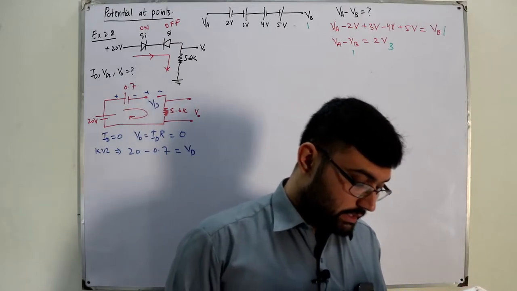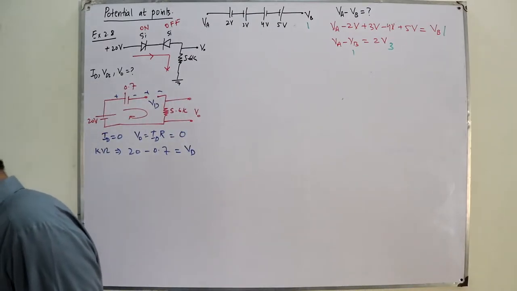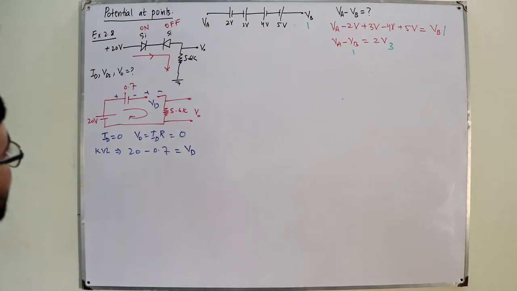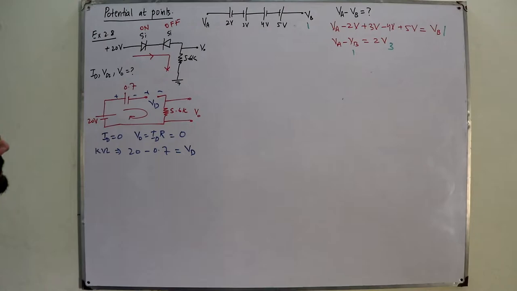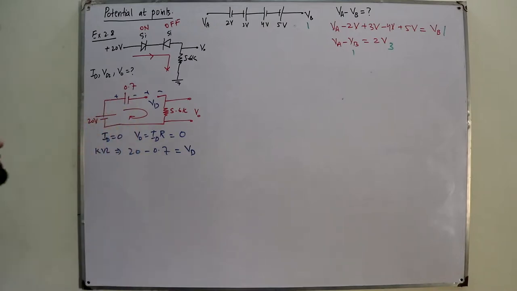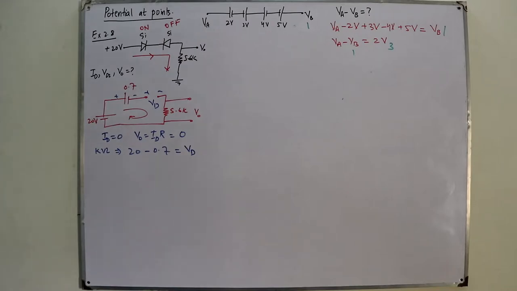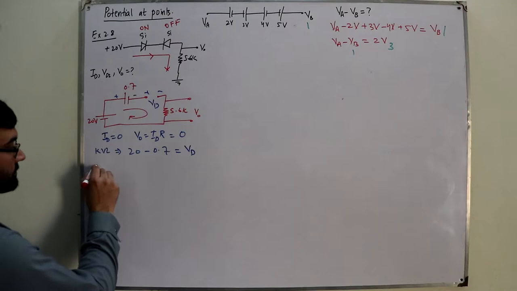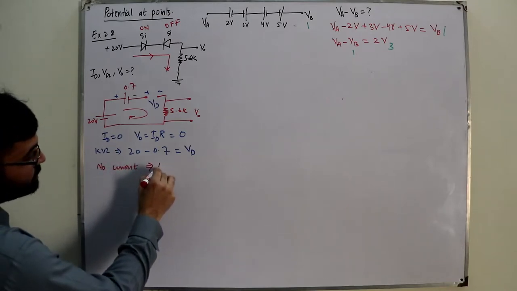So basically, if there is no current flowing in the circuit, how can this voltage be turned on? How can this be enabled? Right, that's a valid point. If no current is flowing, this means no biasing.